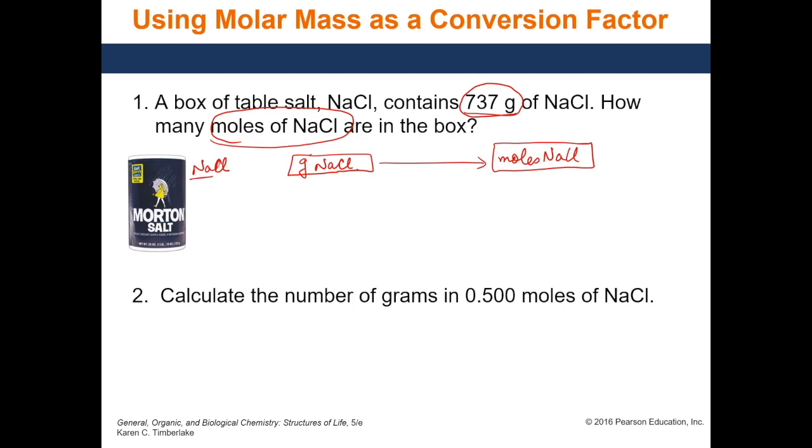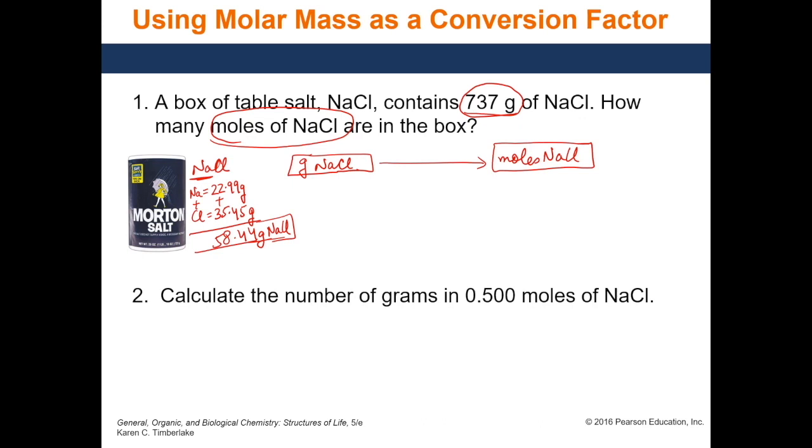NaCl consists of one atom of Na. So one atom of Na from the periodic table is 22.9 grams. And one atom of chlorine from the periodic table is 35.45 grams. Now if you add this up together, that would give you 1 molecule of NaCl. So basically 1 mole of NaCl based on this would weigh around 58.44 grams of NaCl. So that is our molar mass of NaCl.